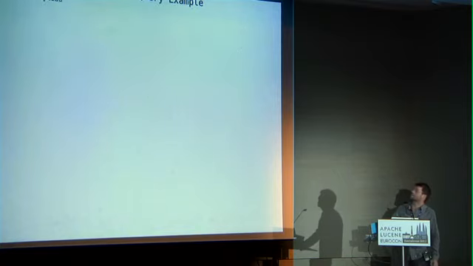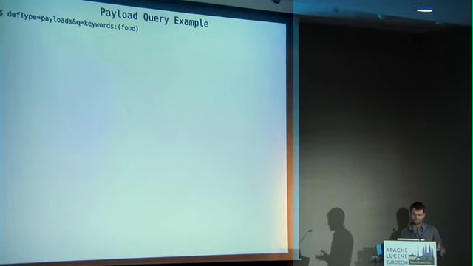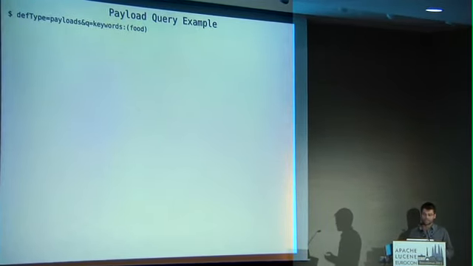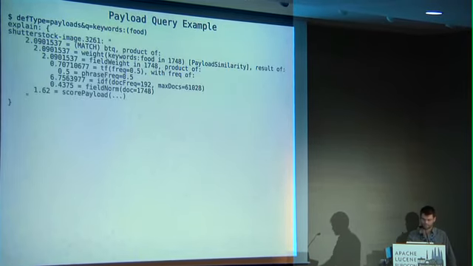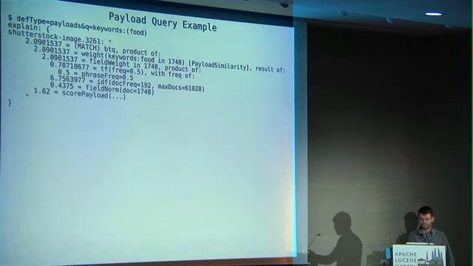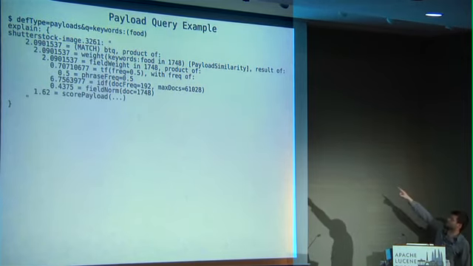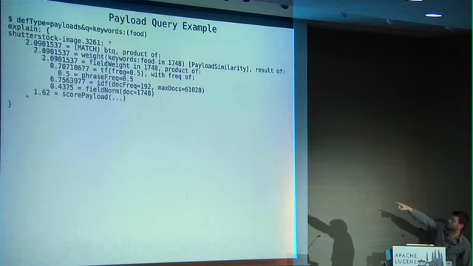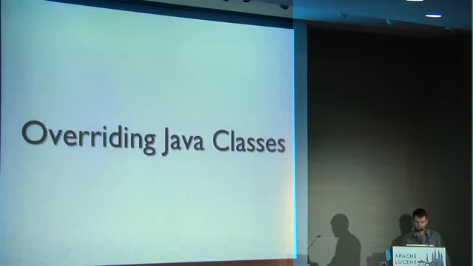Here's an example. So there's a query. It just says defType equals payloads. And I'm searching the keywords field, which has been changed, as I said before. And it'll return this, the explain part of the debug query. And you can see it's using payload similarity up there. And you get a payload score down there. That's how you do it.